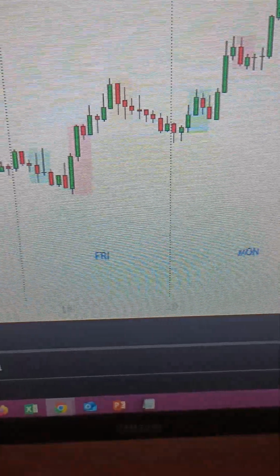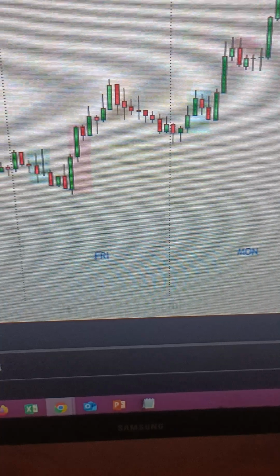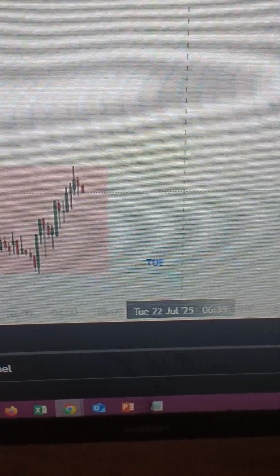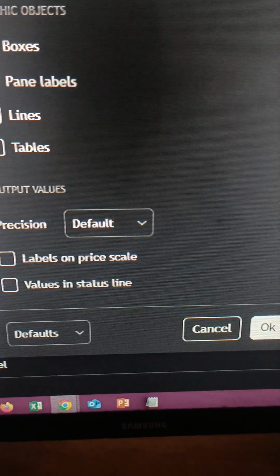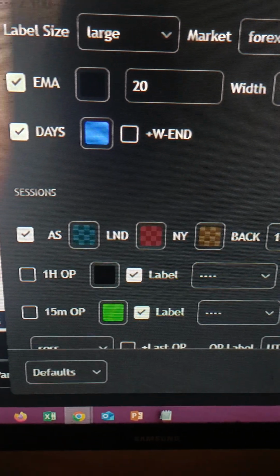And we are going to go to 5 minutes. I've enabled the 20 EMA.